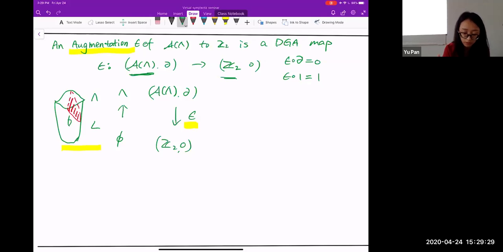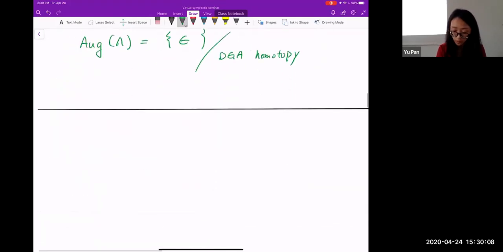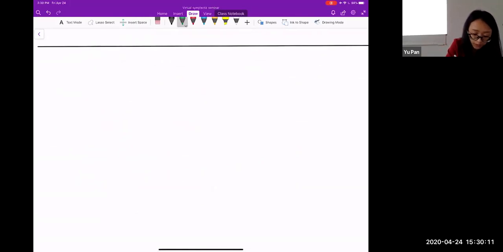The invariant from the augmentations is the set of all the augmentations. Here we want to count it up to DGA homotopy. These DGA maps are chain maps that preserve algebra structure, so we can say they are homotopic if they are chain homotopic and preserve algebra structure. Okay, cool. Good.